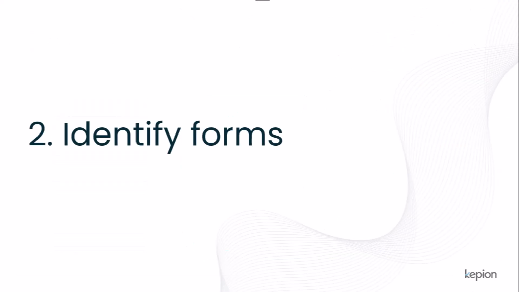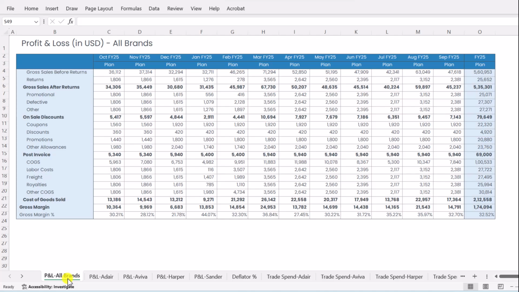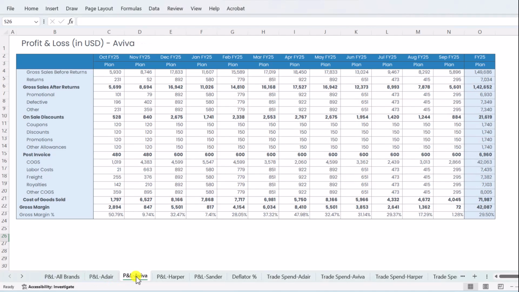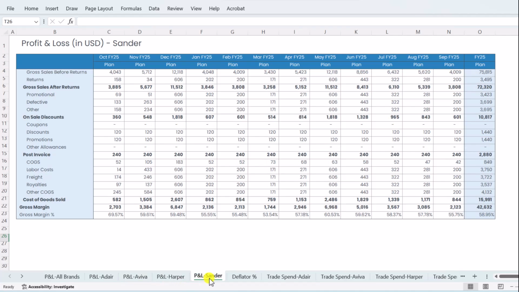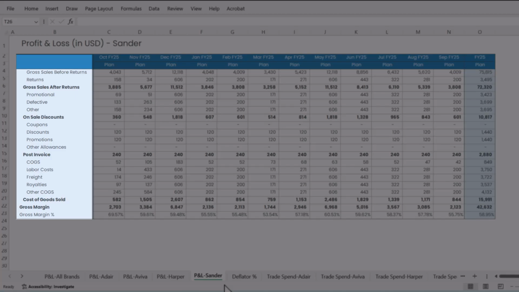In our example, the customer is a consumer packaged goods company, which sells 4 brands, each with multiple products, across several countries. We currently have the revenue planning spreadsheets. The spreadsheet starts with a group of profit and loss or P&L reports. The reports are all structured in the same way. From the tab names, we can see that they're separated by the 4 brands, Adair, Aviva, Harper, and Sander. The row headers are different accounts of the P&L.